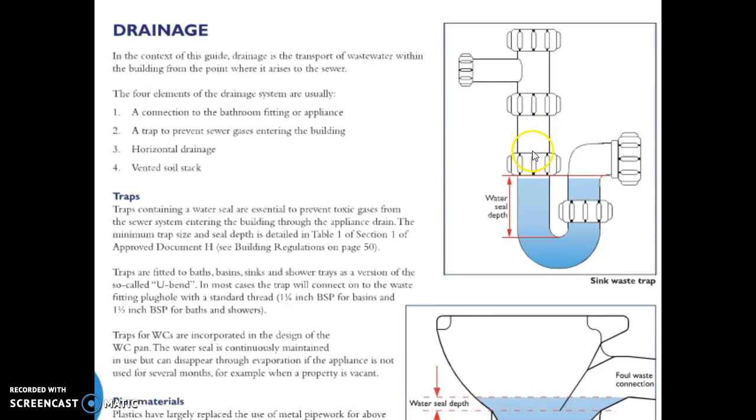Sometimes you may experience a bad smell in the house, and that's because the trap is no longer filled with water, and the gases from the sewerage system are allowed to pass through that and into the room. So we need to understand how to maintain the water seal in that trap.